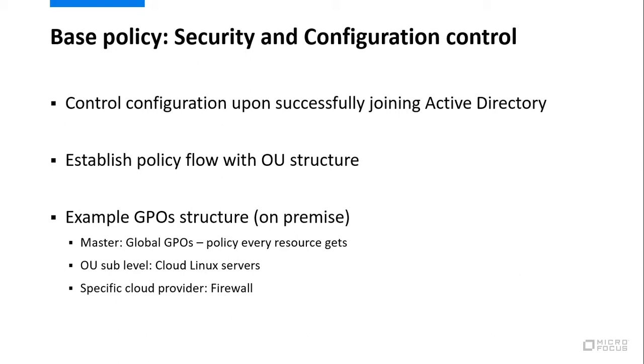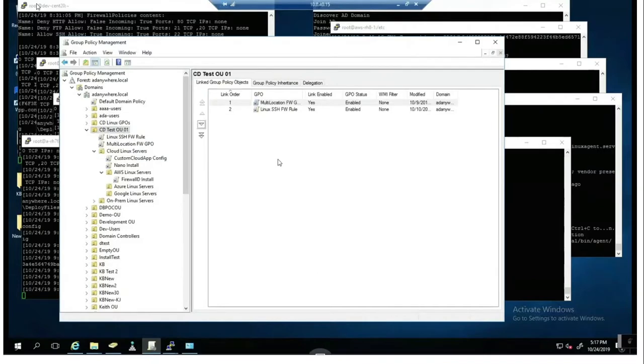I'm going to give you an example here of creating a master GPO that's going to flow to all my Linux servers. And then I've got a sub-level here for cloud-based Linux servers. And then I've got a specific one for just AWS. Let's take a look at what that looks like.